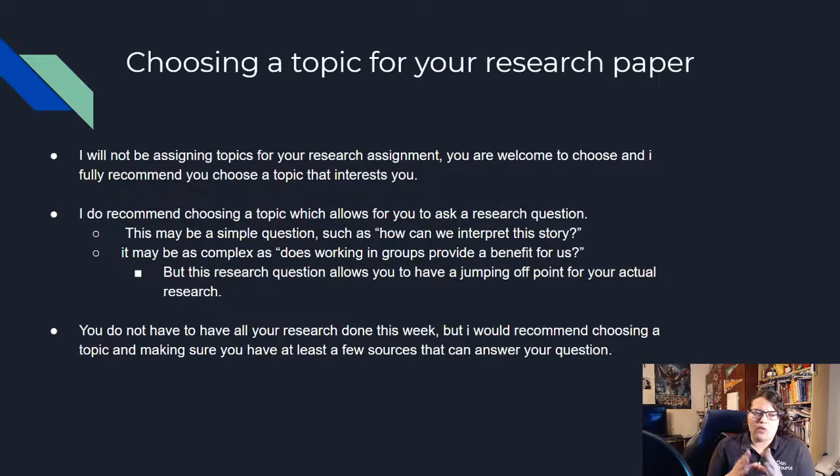Now, I want to note, big asterisk, I want to note 100% that in no way, shape, or form do you have to have your research done this week. You do not have to have all of your research done this week. However, I would recommend choosing a topic and doing a little bit of preliminary research, making sure you have at least a few sources or a few parts or topics that could potentially answer the question that you are presenting.